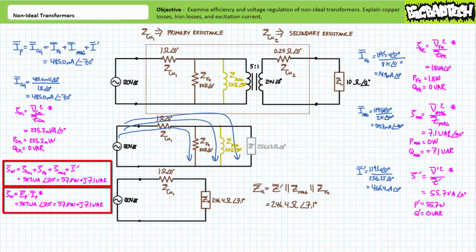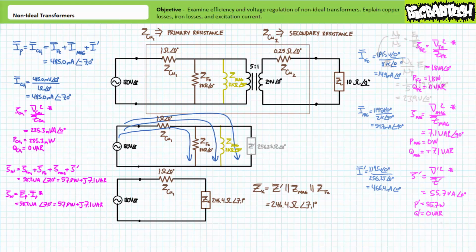235.3 milliwatts goes to the small resistor accounting for the internal resistance of the primary windings, 1.8 watts of which goes to the parallel resistance accounting for iron losses associated with eddy currents, positive 7.1 vars of which goes to the parallel inductor accounting for both magnetizing current and hysteresis, and finally 55.7 watts of which goes to the reflected impedance. Now we've got a good picture of the input, let's take a look at the output.